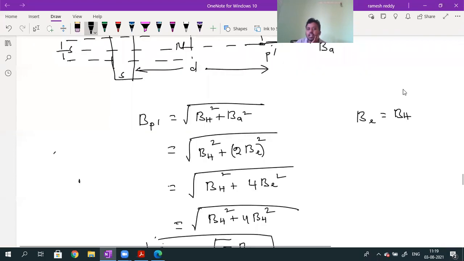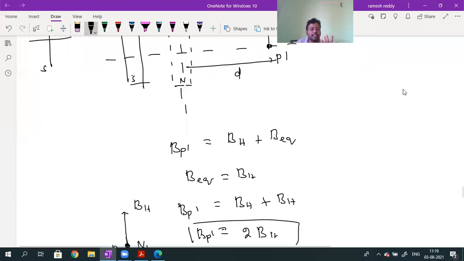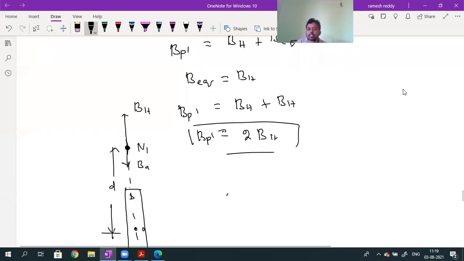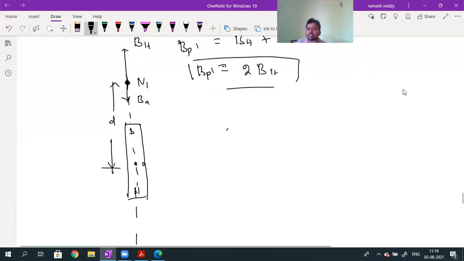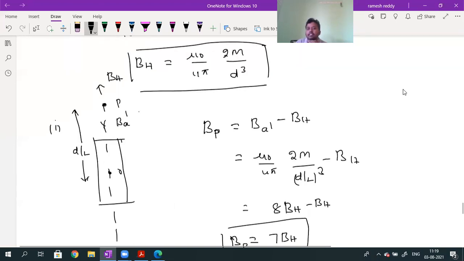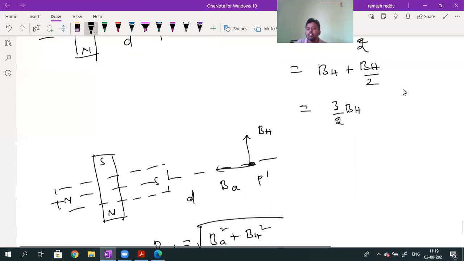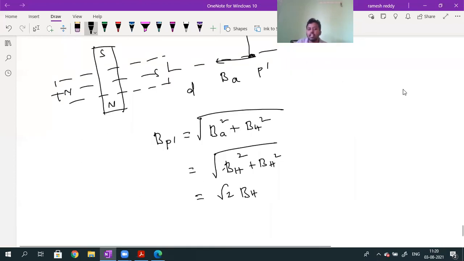Understood? Yesterday, we studied these two cases: the north pole placed toward the geographic north, and the south pole placed toward the geographic north. So what are the required different conditions? The last two points are very, very important. Don't leave the class.